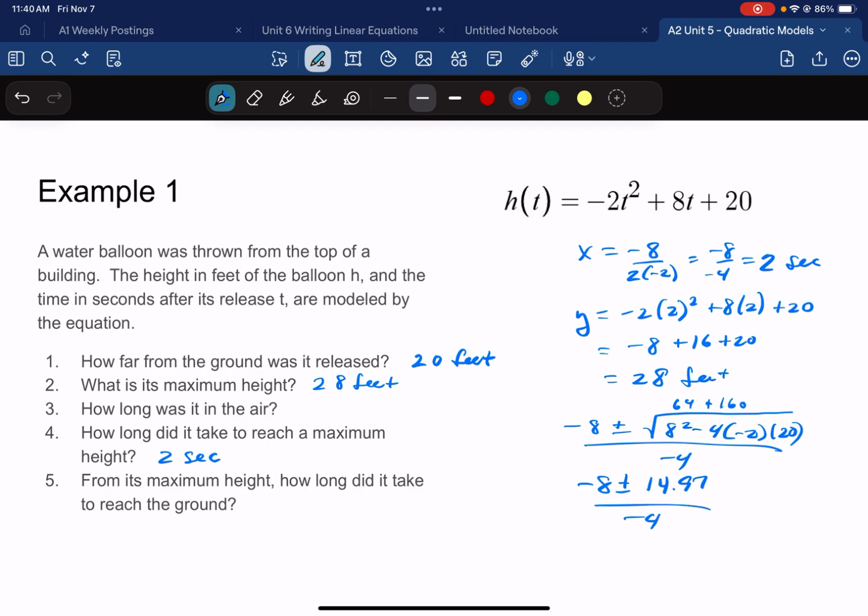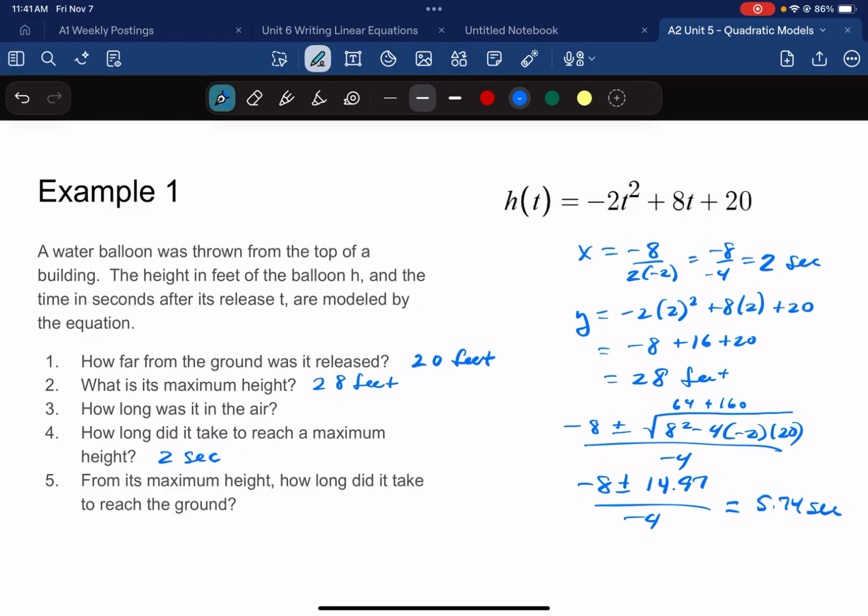over -4. Well, if I use the positive 14.97, it's going to be a positive number on top, and I'm dividing by a negative, which is giving me a negative time, and I don't want that one. So I'm going to say -8 minus 14.97, and then divide that by -4, and I get 5.74 seconds.